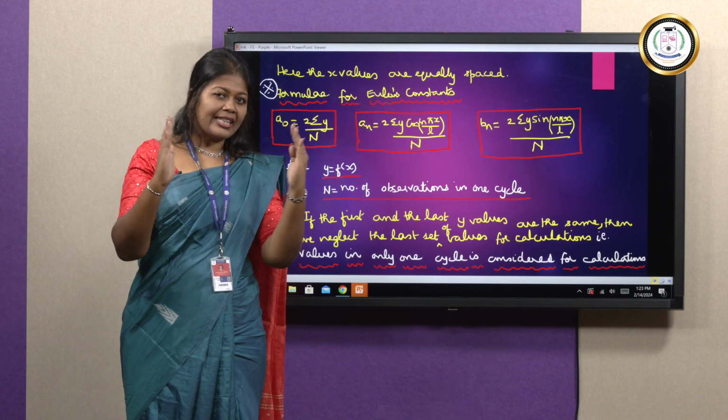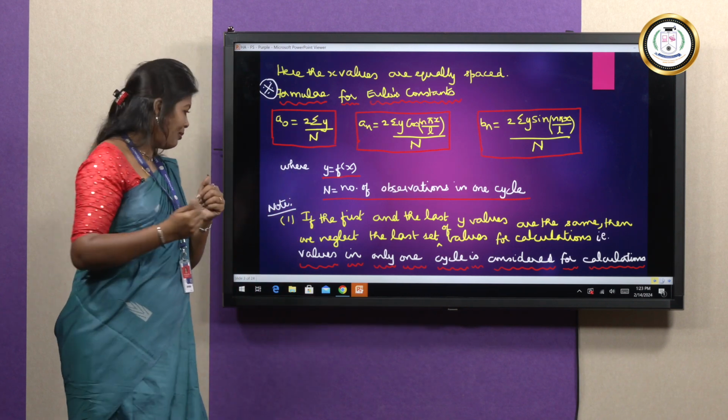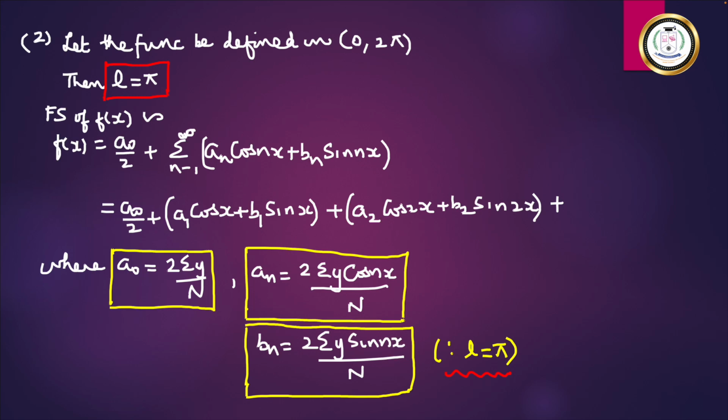So, values in one cycle is what we consider for calculations. This I want you to remember before we go on to problems. Now, this is just a corollary which I am sure you'll understand. Now, what we discussed is for a general interval c comma c plus 2l.